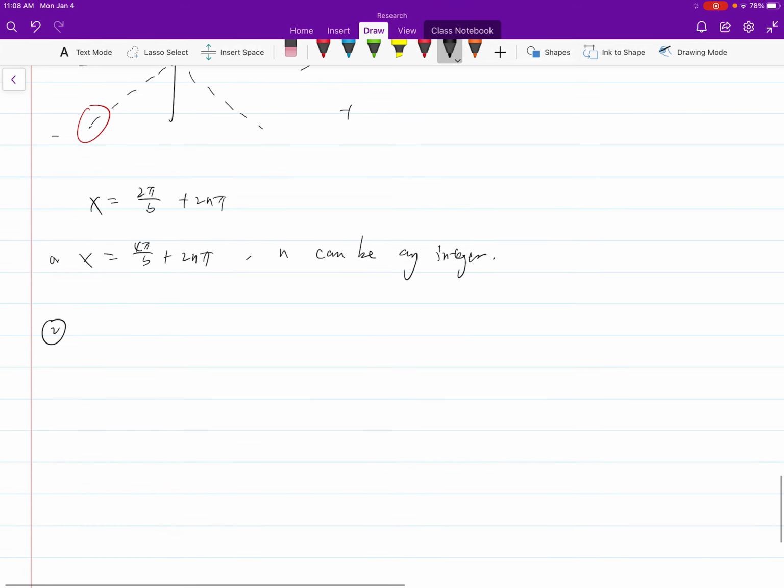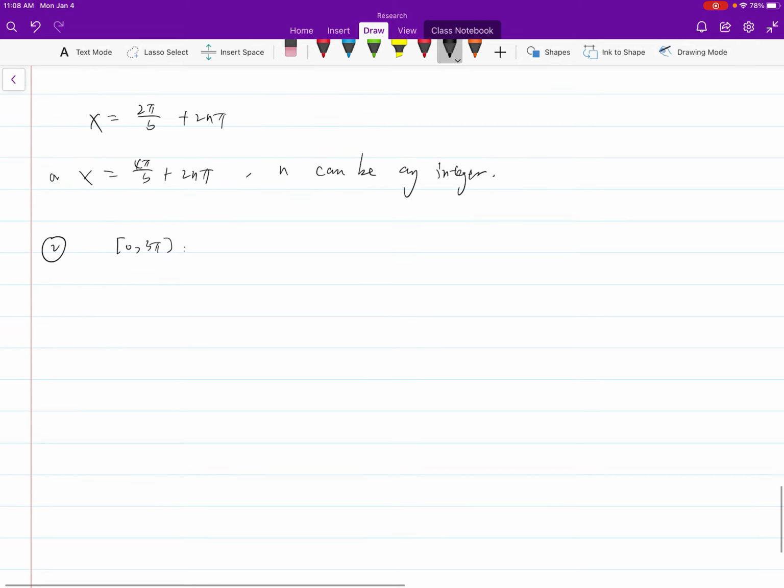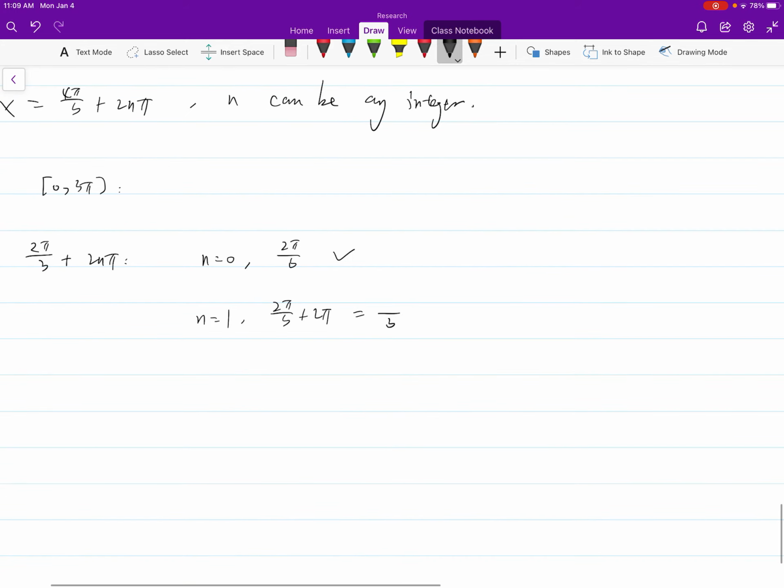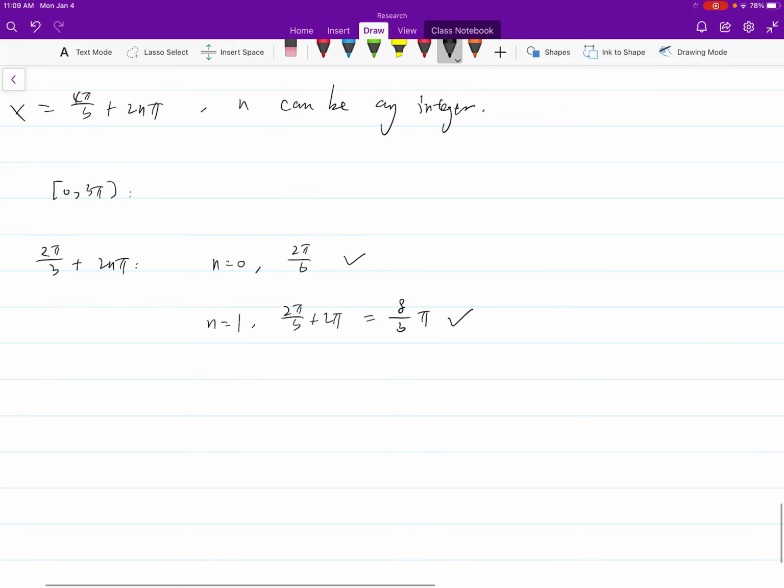Now we try to check which ones are in the 0 to 3 pi. So what do we do? We start from here. We plug in different n. N equal to 0. We have 2 pi over 3, qualify. N equals 1. 2 pi over 3 plus 2 pi, is it between 0 and 3 pi? Yes.